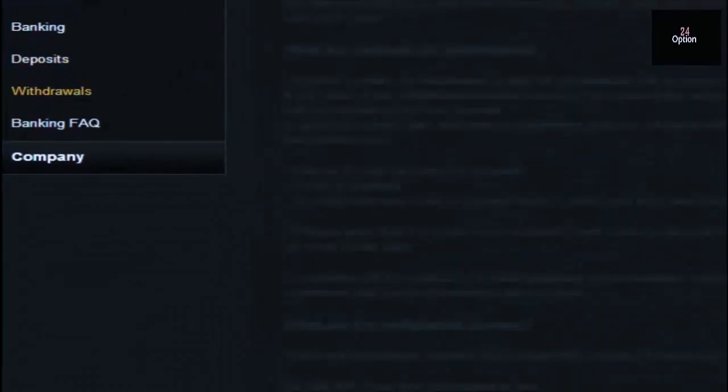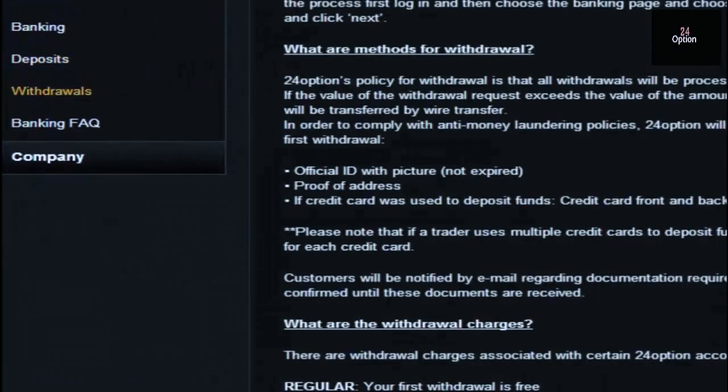For withdrawals, they have a similar type of methodology. One thing that they do say within their text is they will only withdraw back to the source of the initial funds. So if you made a credit card deposit, they are only going to withdraw and return your money back to that credit card. If you did a wire transfer and you want it back to the credit card, they will not do that. They will go only back to the original source.